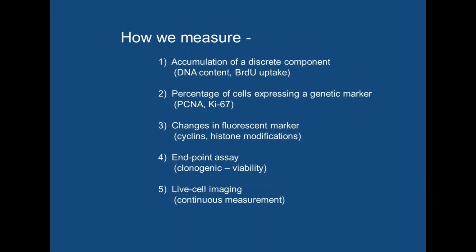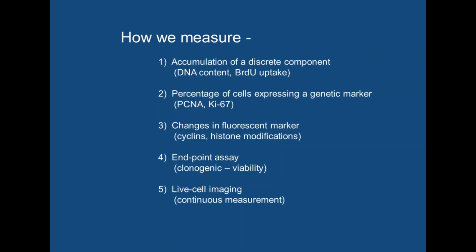There's a variety of different tools that we use to measure and study cell proliferation. Historically, we've looked at the accumulation of a particular component, DNA content by flow cytometry, uptake of a marker like bromodeoxyuridine to look at DNA replication. We may look at a percentage of cells within a population that are expressing a growth marker like PCNA. We'll look at changes in fluorescent markers like we saw in the last talk with the dual color cell cycle marker that gives us an indication of which cell cycle phase a particular cell would be in.